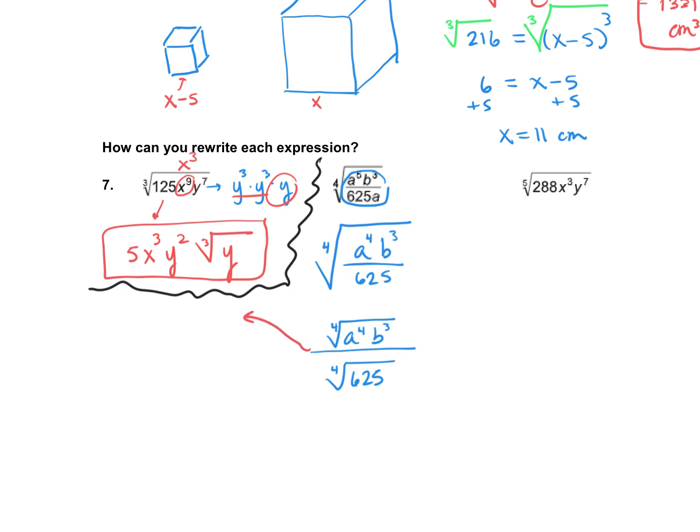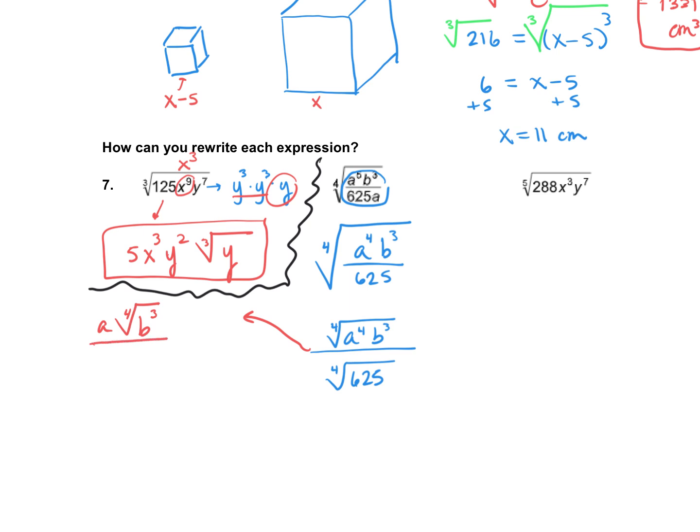So the fourth root of a to the fourth is a, and the fourth root of b to the third. Now, if it's b to the third, we have to have at least 4 of them so that the power matches the root and we can reduce it. We don't have enough b's to take the fourth root of, so that just stays underneath our fourth root.